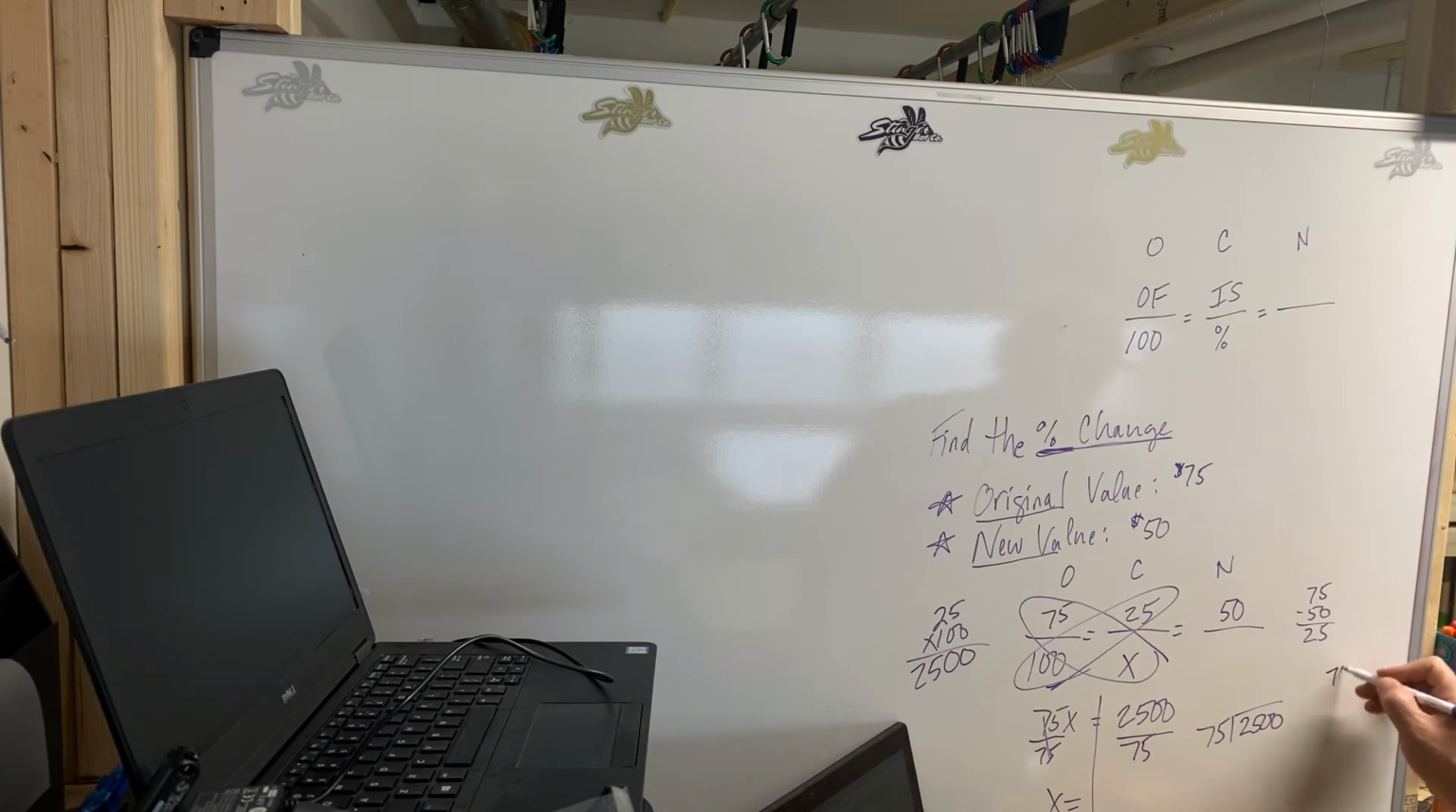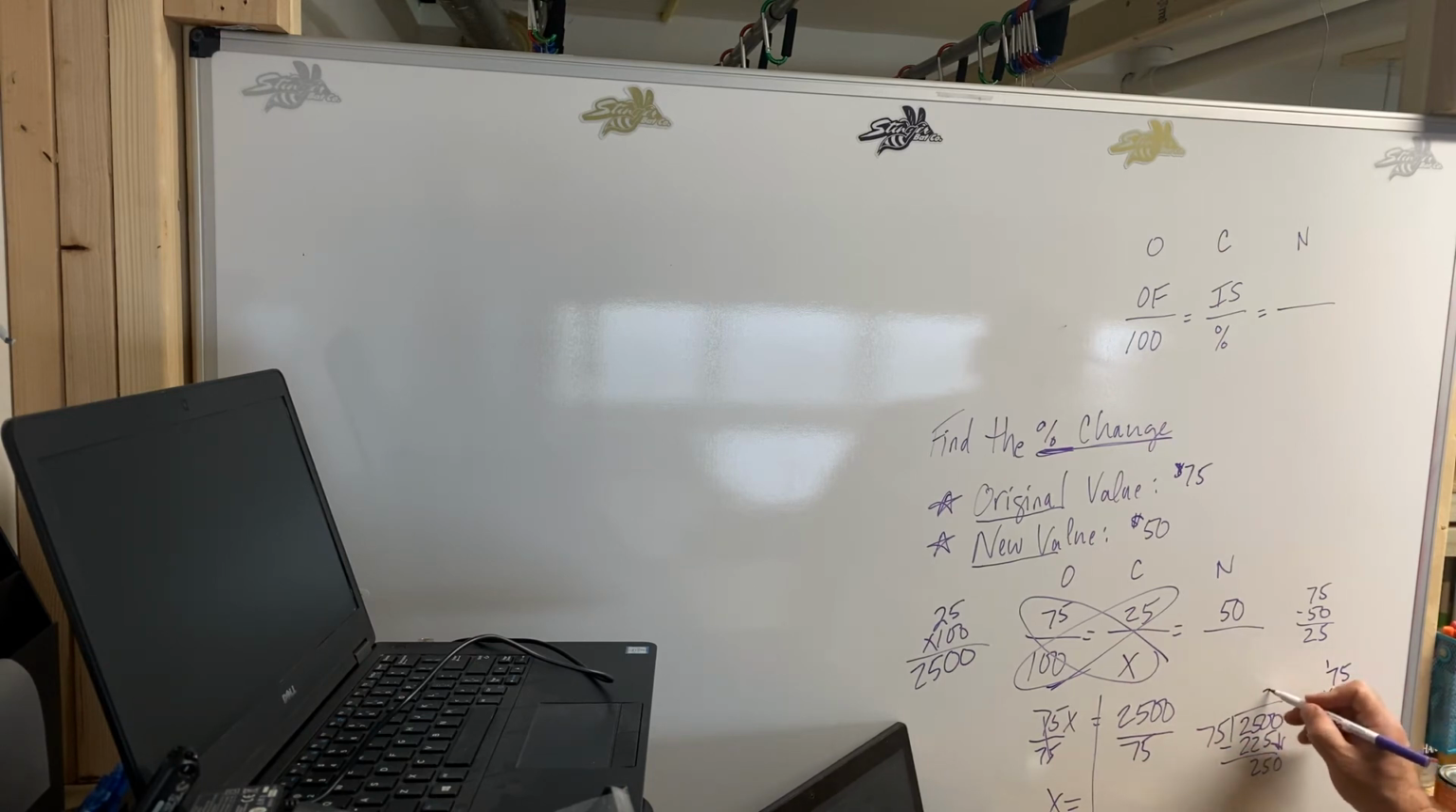But if you don't believe me, we go right here. 75 times 3. 5 times 3 is 15. Carry the 1. Then we got 3 times 7 is 21. Plus 1 is 22. So 225. I subtract that, I get 25. Bring down my 0. Now I forgot to put my number up here. This 3 goes right there above the 250.